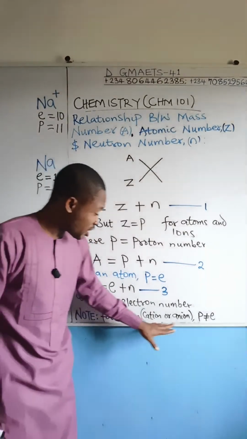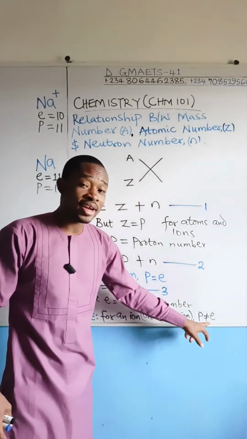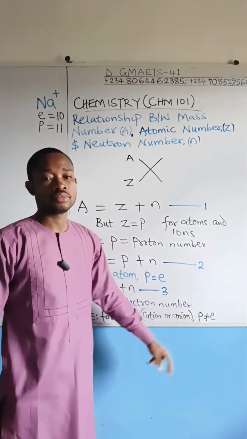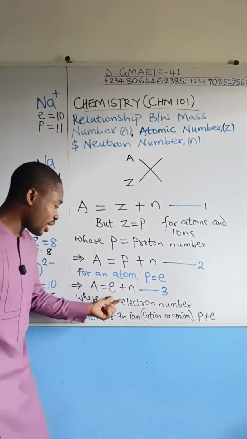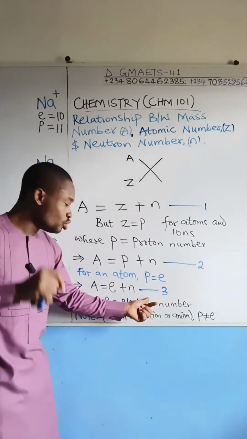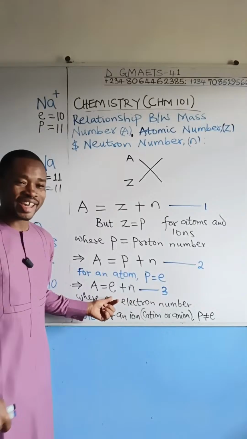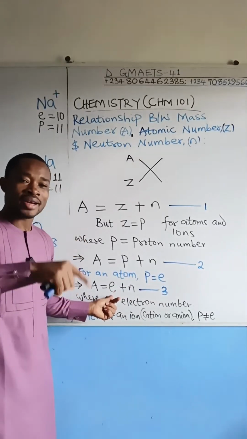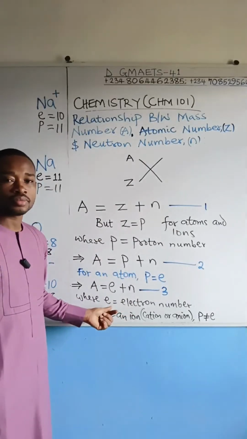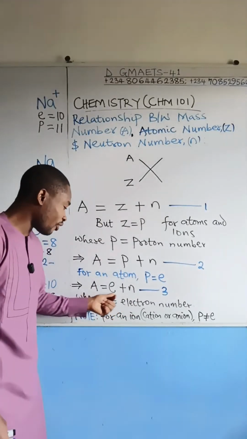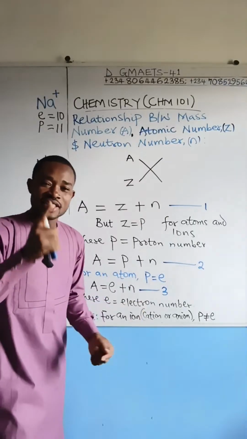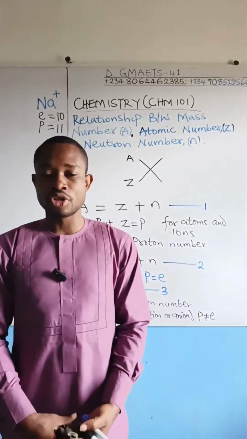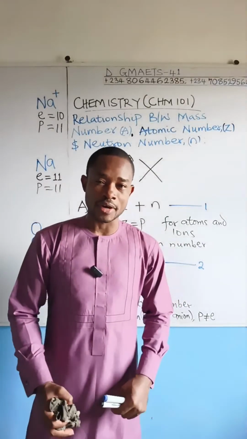So the whole idea is this. I was just trying to give further information about this. Proton number and electron number are not the same for an ion. For that reason, you cannot use this formula number 3 for an ion. You can only use it for an atom. For you to use formula 3 for an ion, there is another relationship you must know, which is the last relationship I'm going to show you. Then we'll pick 1 or 2 questions and solve.